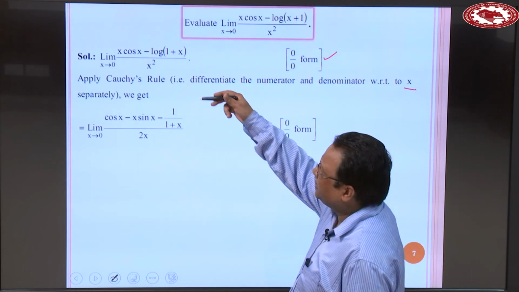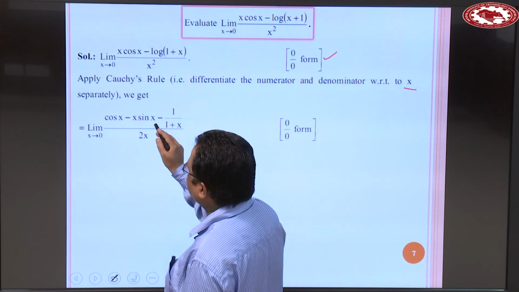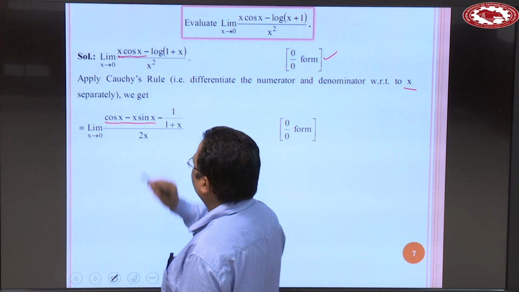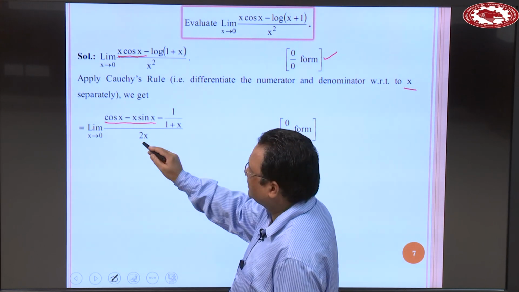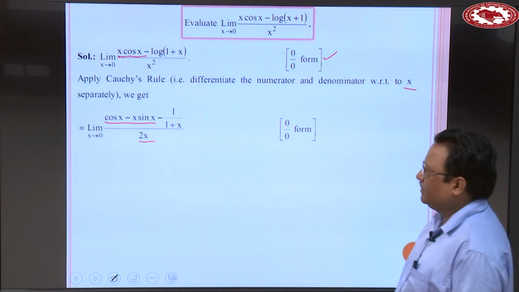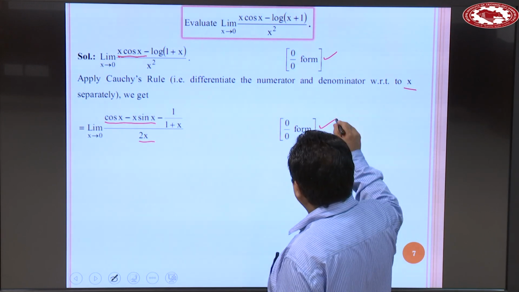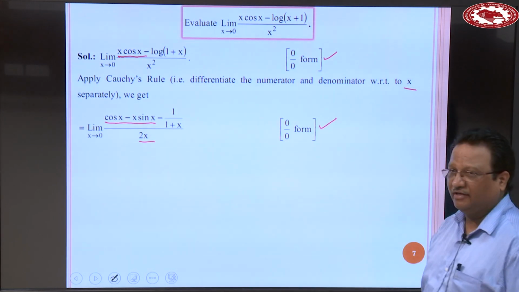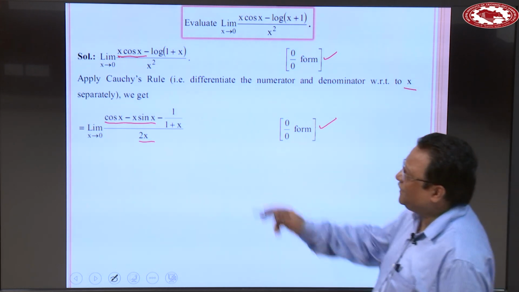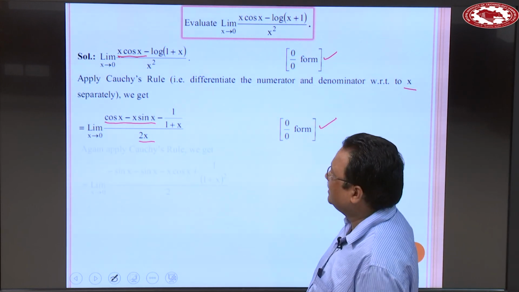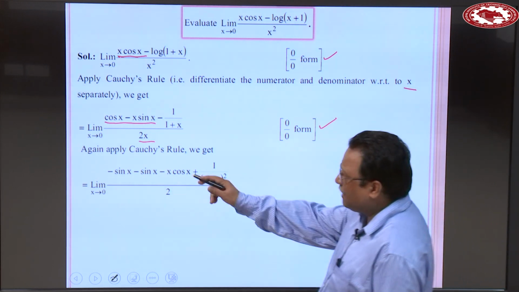When you differentiate numerator and denominator separately with respect to x, we obtain cos x minus x sin x, two terms, minus 1 over 1 plus x, and the denominator, x square, gives 2x. Now, again put x equal to 0. When you substitute x equal to 0, we have again 0 over 0 form. So, repeat the same process again, means differentiate the numerator and denominator separately once again. Again apply Cauchy's rule.